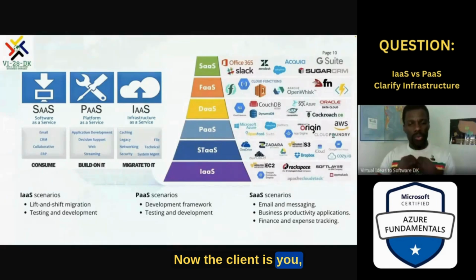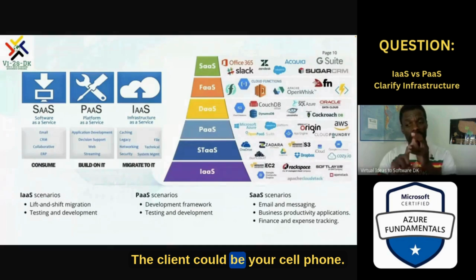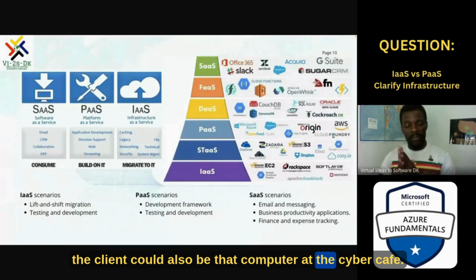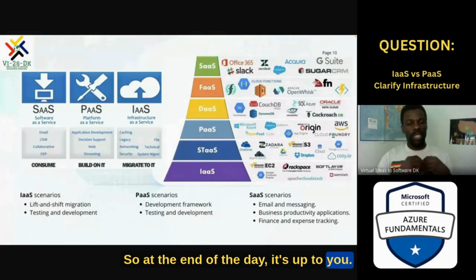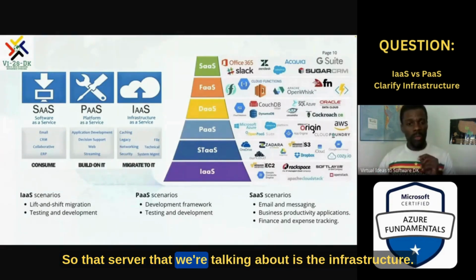Now the client is you that is requesting a particular thing. The client could be your laptop. The client could be your cell phone. The client could even be an application, another software that's requesting that information. The client could also be that computer at the cyber cafe. So at the end of the day, it's up to you, based on your convenience, how you want to access that server. So that server that we're talking about is the infrastructure.